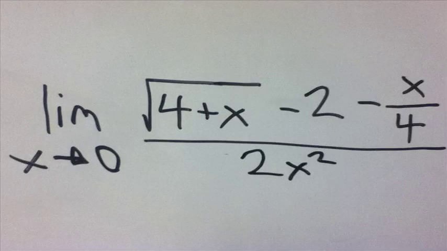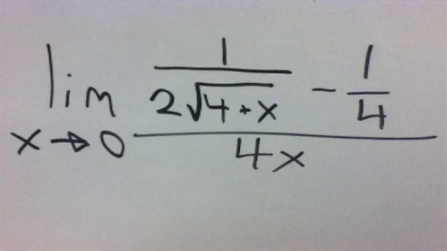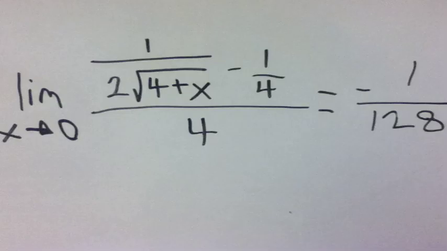Okay, our next example is finding the limit as x approaches 0 of radical 4 plus x minus 2 minus x over 4, all over 2x squared. Now, taking the derivative the first time, we can see that the expression is still not determinate, so we can't really find it. So applying the rule, we do it a second time, and bingo, there's your answer.